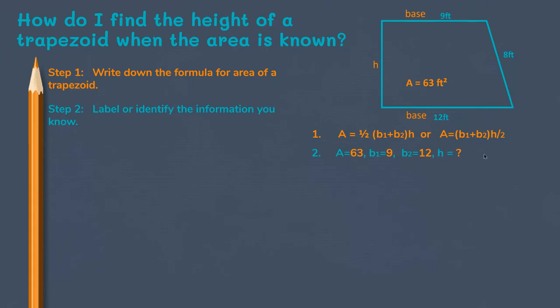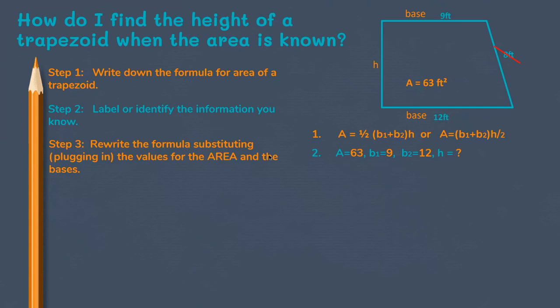And my height is what I don't know, because when you look up there at that 8 that they give you, that's not going to be your height, because again, that's a slanted line. It does not make a right angle with either one of the bases. So we're never going to use that slant when we're looking for height.